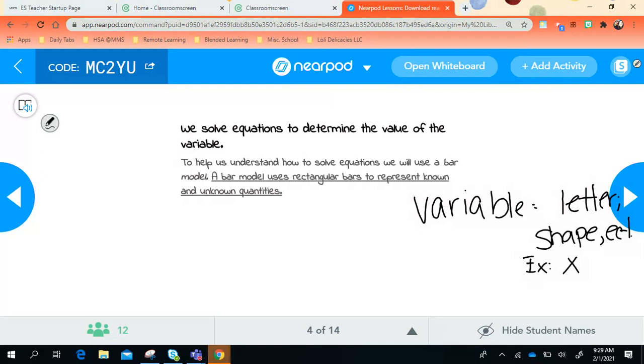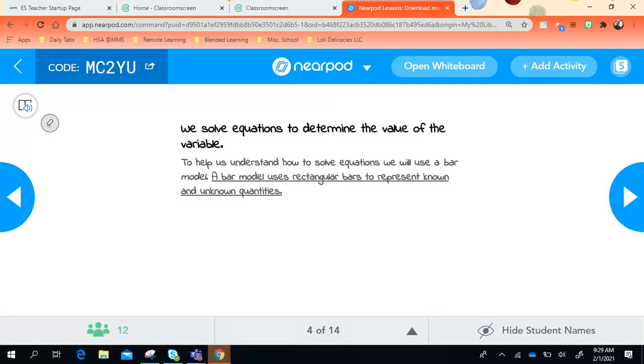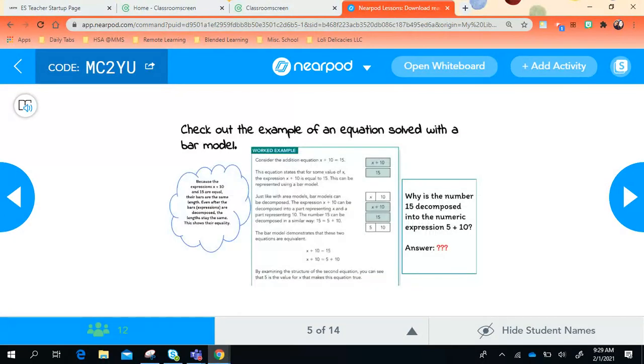To help us understand how to solve equations, we will use a bar model. A bar model uses rectangular bars to represent known and unknown quantities. Okay, so for those of you at home, para los que están en la casa, van a querer escribir este ejemplo. So it says, check out the example of an equation solved with the bar model. Hold on.